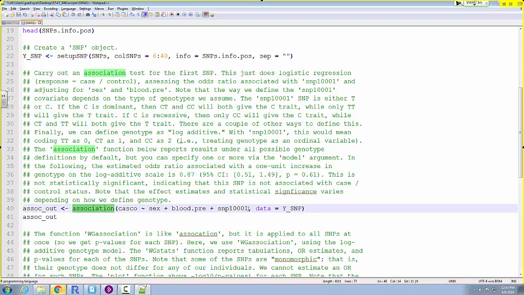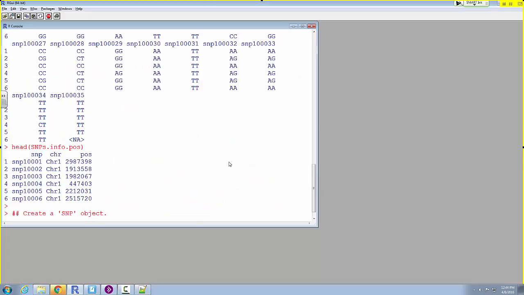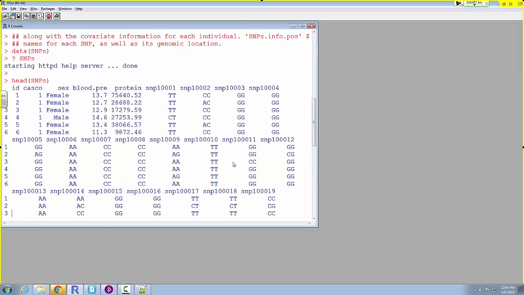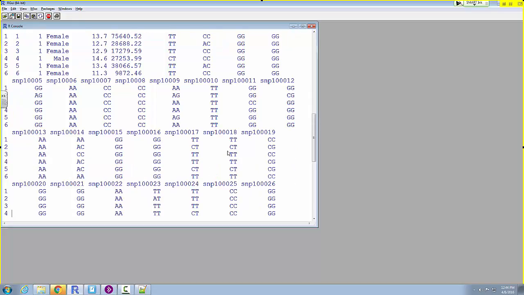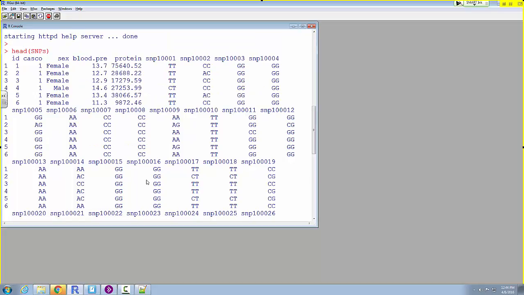So we're going to look at our first snp, which is named snp10001. And we're going to ask whether this snp is associated with case control status, and we're going to adjust for these two covariates, gender and blood pressure. Here is the first bit of the data. We saw this last time. So we have case control status, we have female, male, blood pressure, this protein variable, and then all of these snps. We only have 35. This is just a toy data set. For each snp, the data that we have is the genotype.